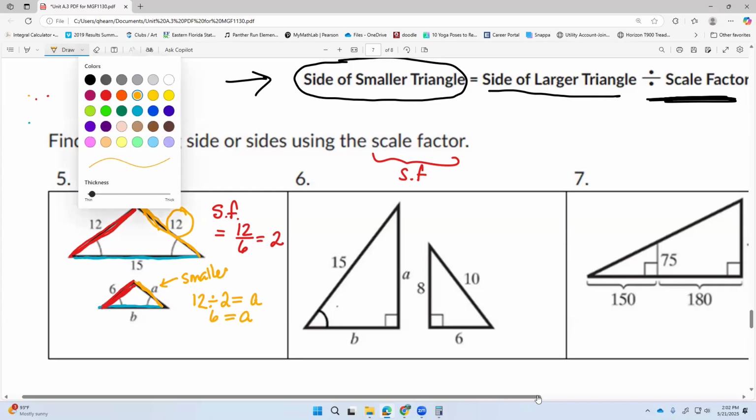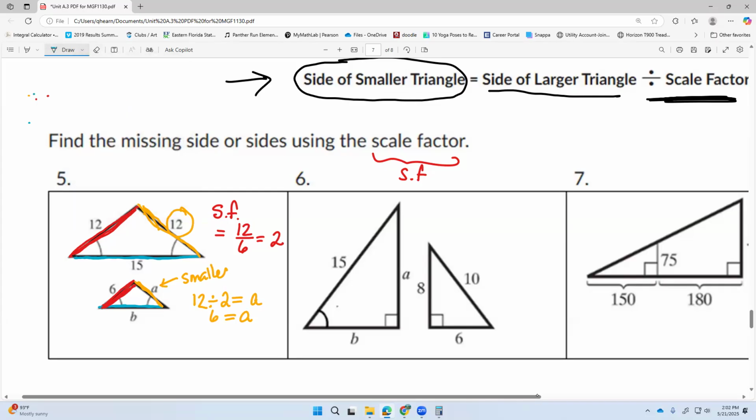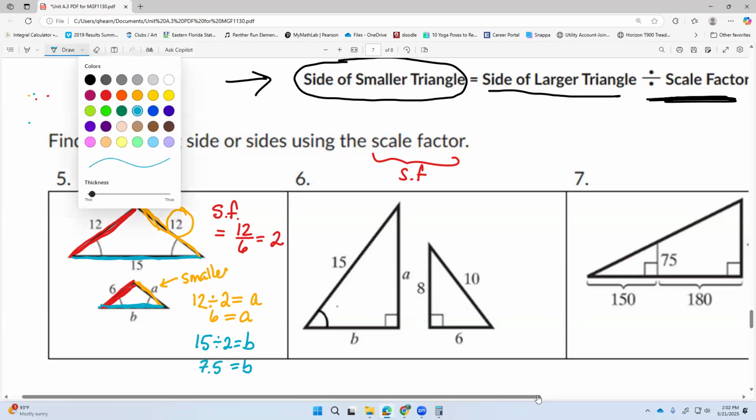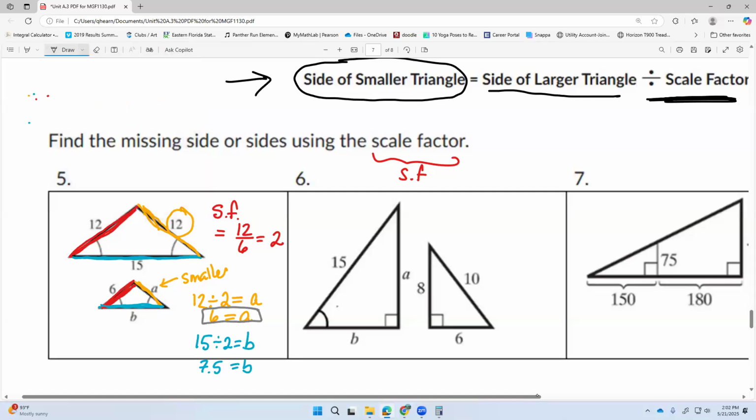And then we're going to do the same thing to find side B. So again, we're looking for a side from the smaller triangle by comparing it to the larger one. So we need to take the number 15 on the corresponding long side of the larger triangle. We're going to divide it by the scale factor to make it smaller to get side B. So B is going to be 15 divided by 2, which is 7.5. So those are our two answers. A is 6 and B is 7.5. But we had to calculate the scale factor to get those answers.